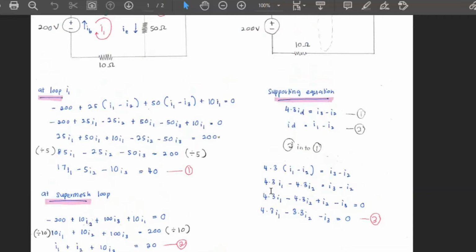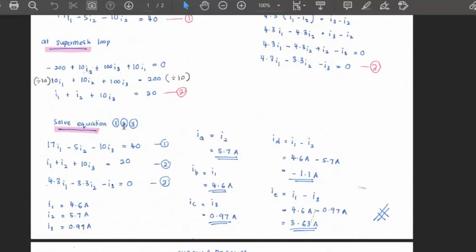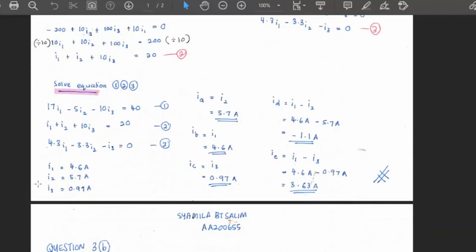The third equation is the supporting equation, and this is the supporting equation. To find the dependent source, ID equals I3 minus I2, and ID equals I1 minus I2 in this circuit. Finally, we solve equations 1, 2, and 3 to find I1, I2, I3. This is the answer for I1, I2, I3.